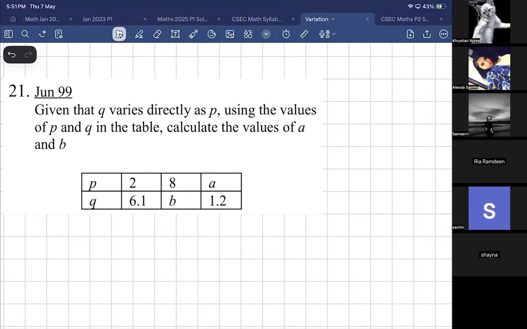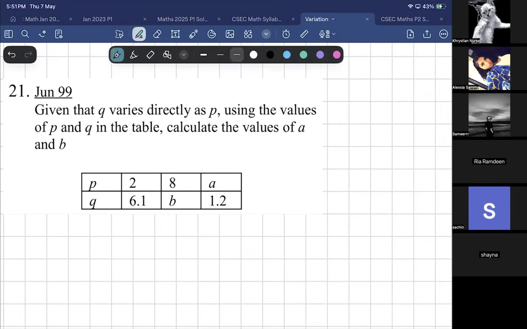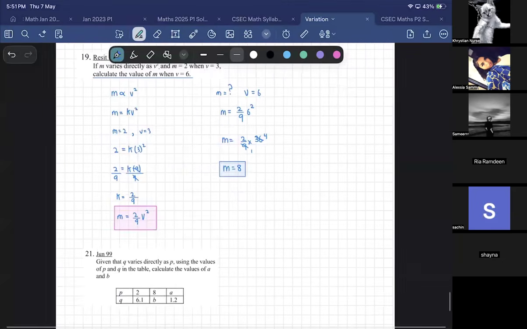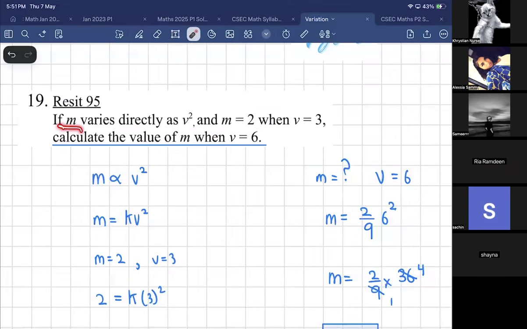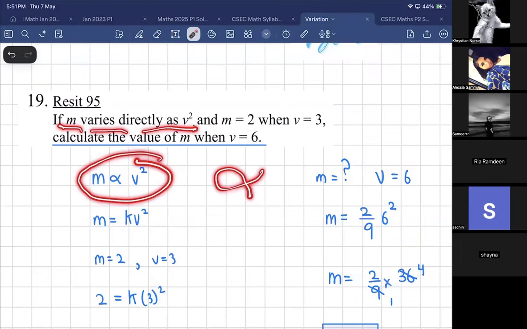Get the question I read. Okay. Given that Q varies directly as P, using the values of P and Q in the table, calculate the values of A and B. I know it looks complicated, Alexia, but it's really simple. Let's look at the general steps. So this is our example here. They're saying M varies directly as V squared. So our first line was M, proportional sign, V squared.